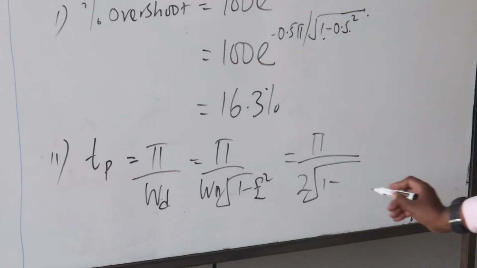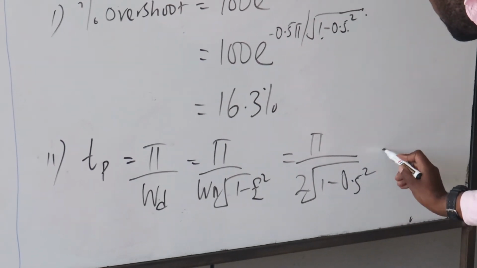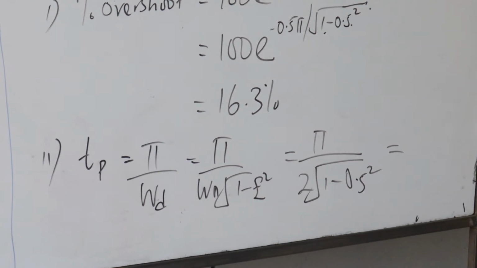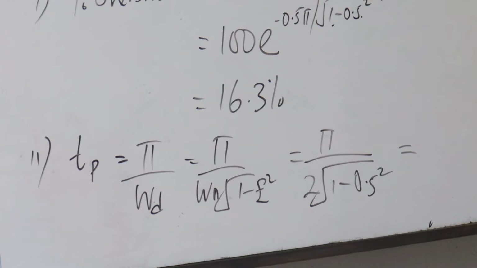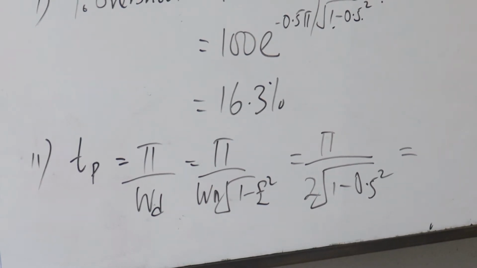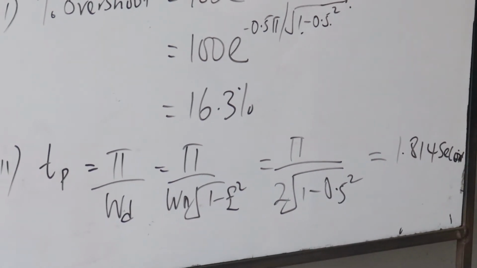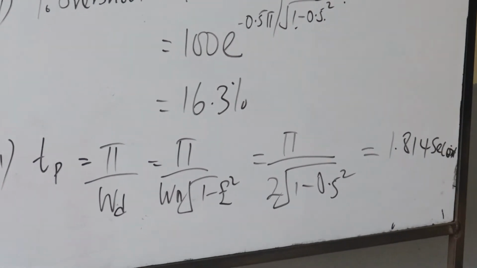Zeta is 0.5, squared. And if you do that, then you'll find that, because this is now an element of time, this is going to be 1.814 seconds. If you do it properly, you'll get 1.814 seconds. And that is now the solution to that particular question.